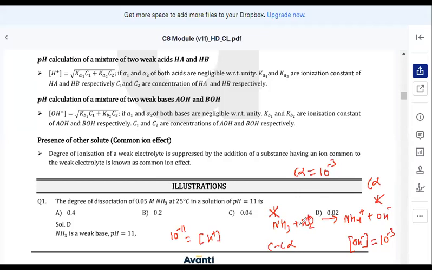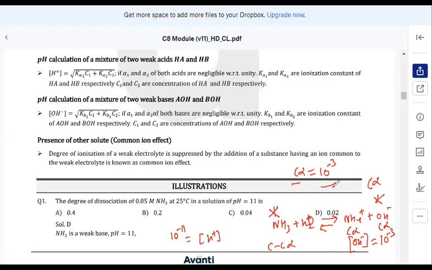Weak base, that's the thing. That's the concept that you have to remember. Do not get confused between strong acid, strong base and weak acid, weak base. For strong acid, strong base, you can do 1, 1, right? But for weak acid, weak base, it is not the case because it will not dissociate completely. It is a reversible reaction. So it will be C alpha, C alpha.